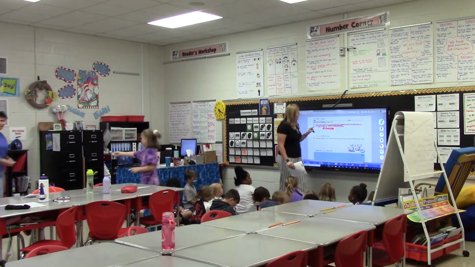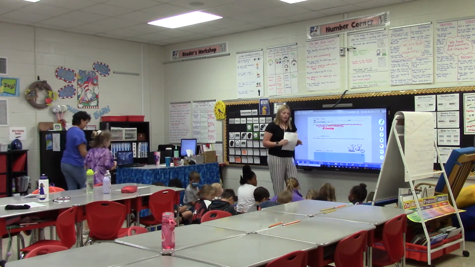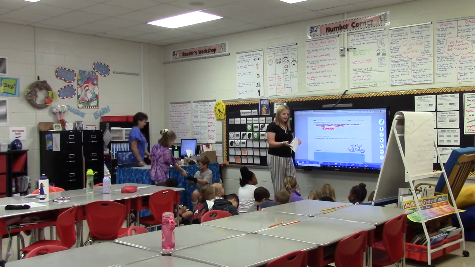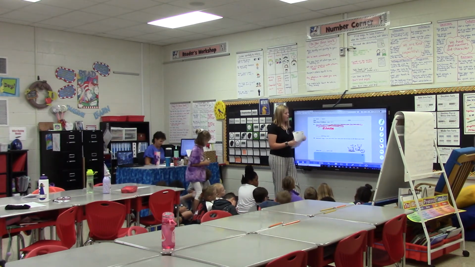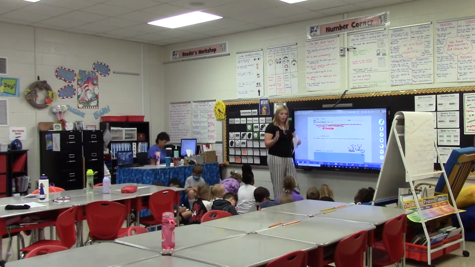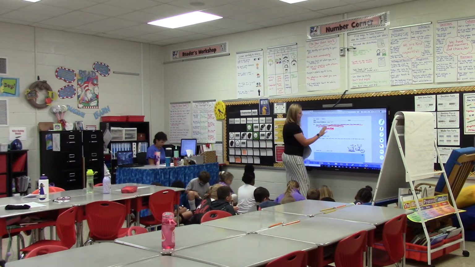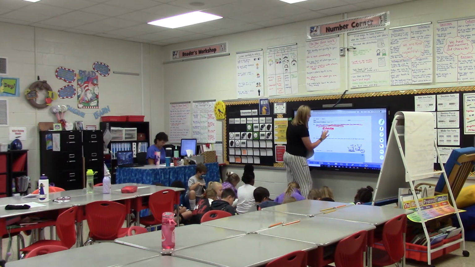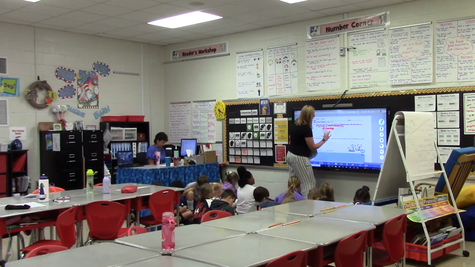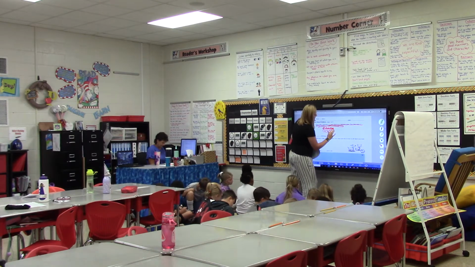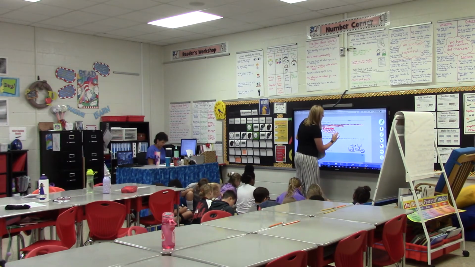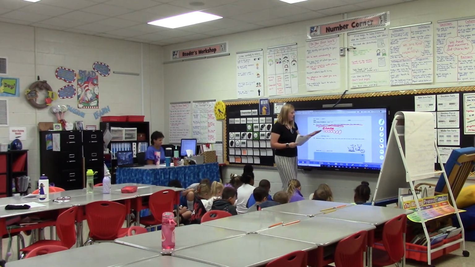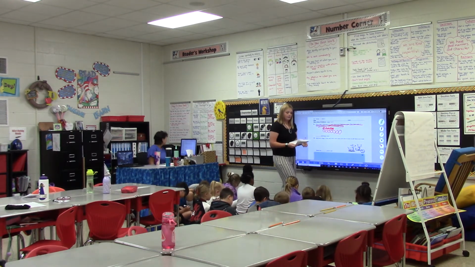So let's read the next fact. Then there were 12 ladybugs on the leaf. So I think it would be a smart idea, like Braylee said, to count to 12. So we already have 5, so let's count to 12 from 5. Count with me. We have 5, 6, 7, 8, 9, 10, 11, 12. So now we need to count the ladybugs that came to make 12.